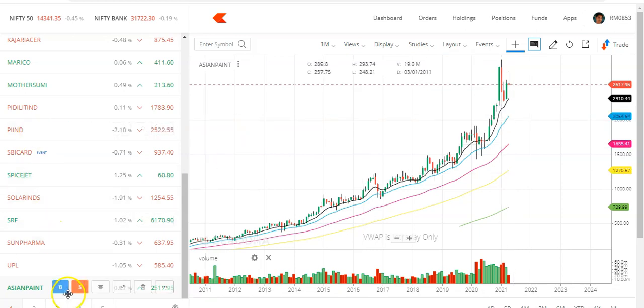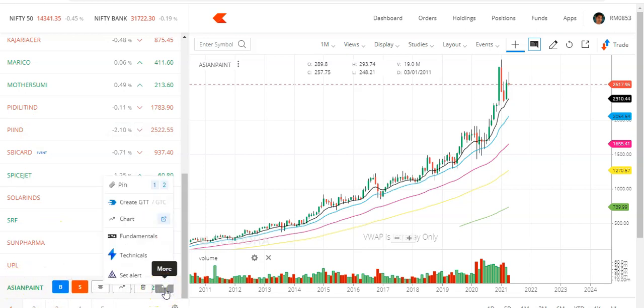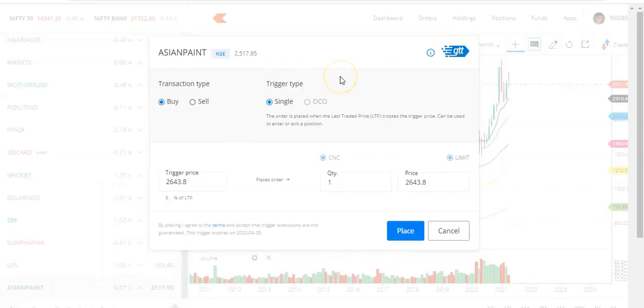This is the watch list. Once you have added a stock to the watch list, go to the last option. You get Create GTT. Click on that. So this is the GTT order window. Transaction type: buy, sell. Trigger type: single, OCO, that is, one cancels other. We will discuss this in the sell section. In buy, only single is enabled.